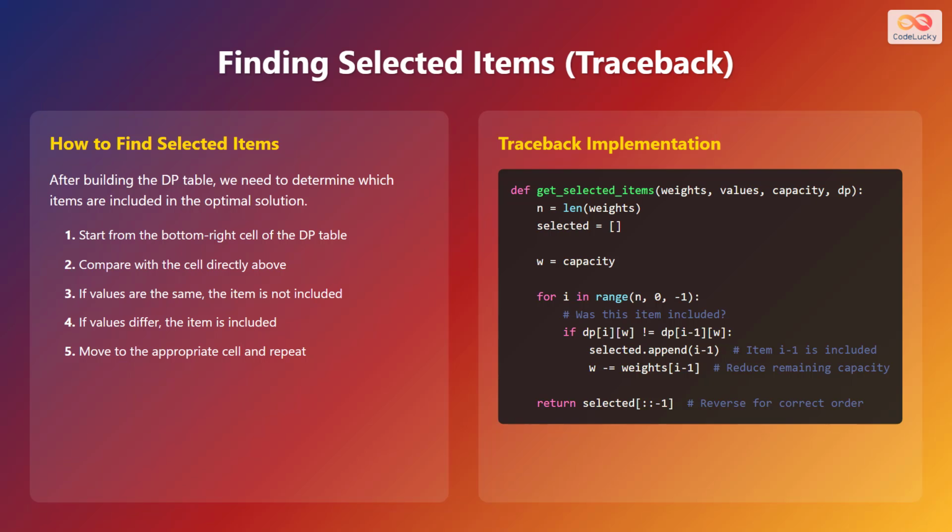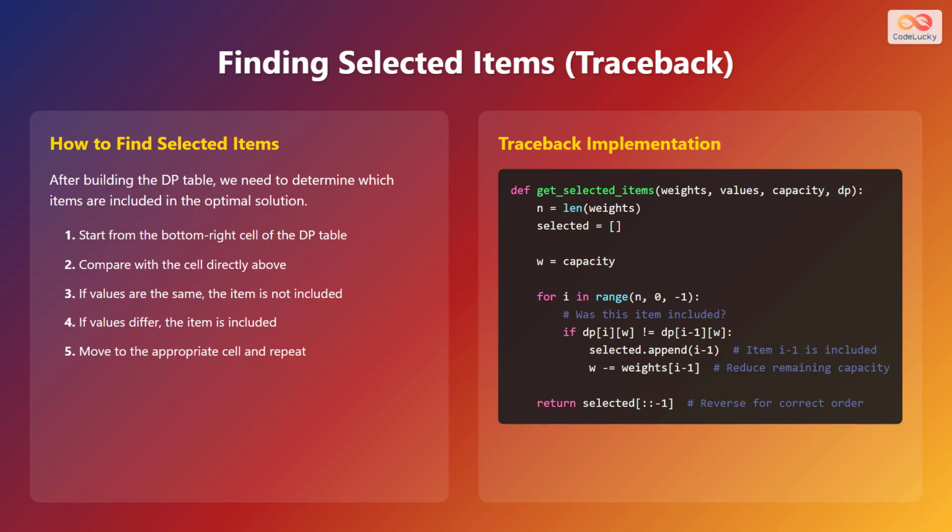If the values are the same, it means the last item was not included, so move to the cell directly above. If the values are different, it means the last item was included. In this case, add the item to the list of selected items and reduce the remaining capacity by the weight of the included item. Then move to the cell that corresponds to the previous row and the reduced capacity, and repeat the process. Keep doing this until you reach the first row.